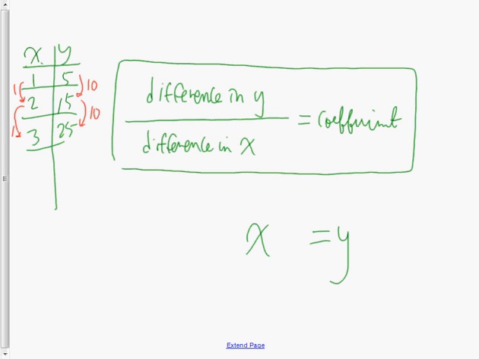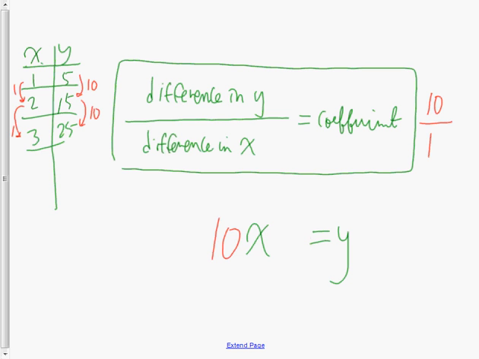So the difference in the y column is 10, and the difference in the x column is 1. And 10 divided by 1 is 10. That means that in the equation that shows the relationship between x and y, my coefficient is going to be 10. Now the next step is to figure out if there is a constant needed.